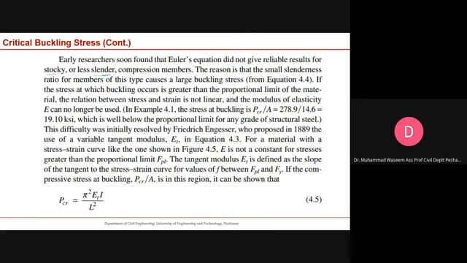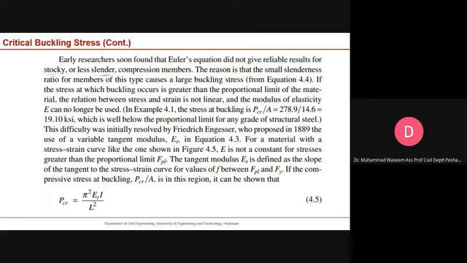So what they did, where is my pen? Just give me, yes, this. So this problem was solved by this scientist in 1889. And what he did, he just replaced the elastic modulus with the tangent modulus. And then he said, now you can reliably estimate the critical stresses in the inelastic range.